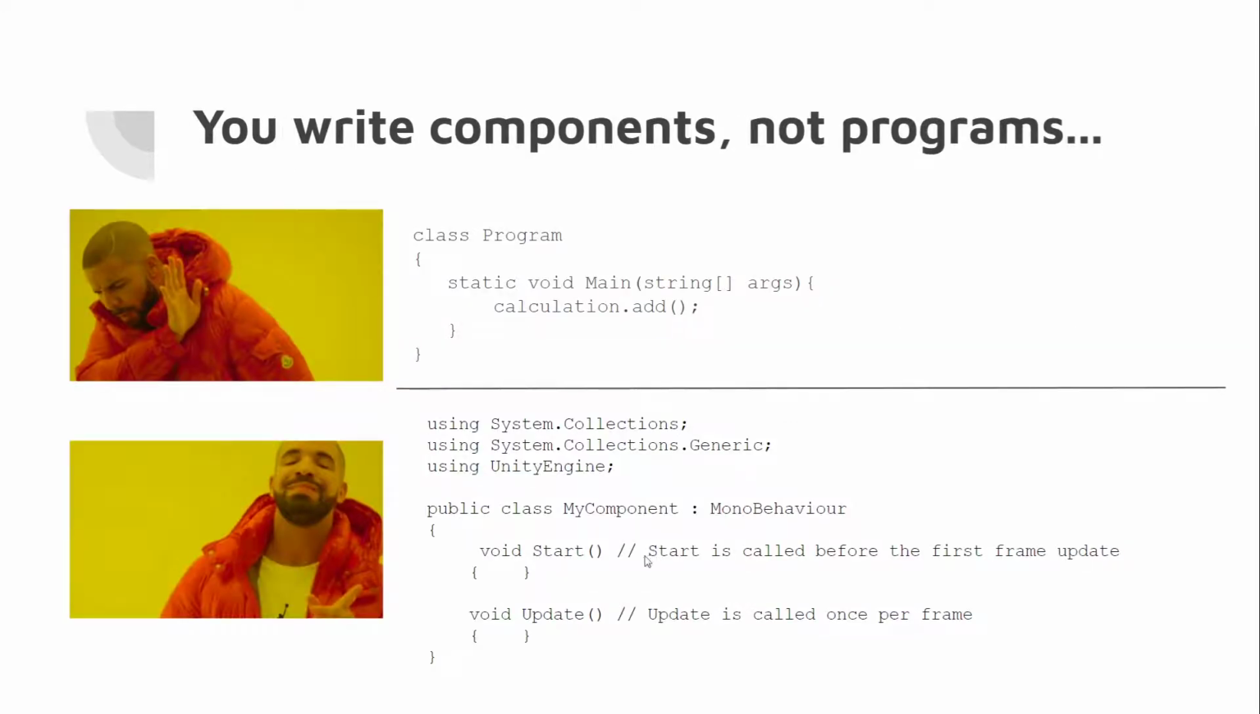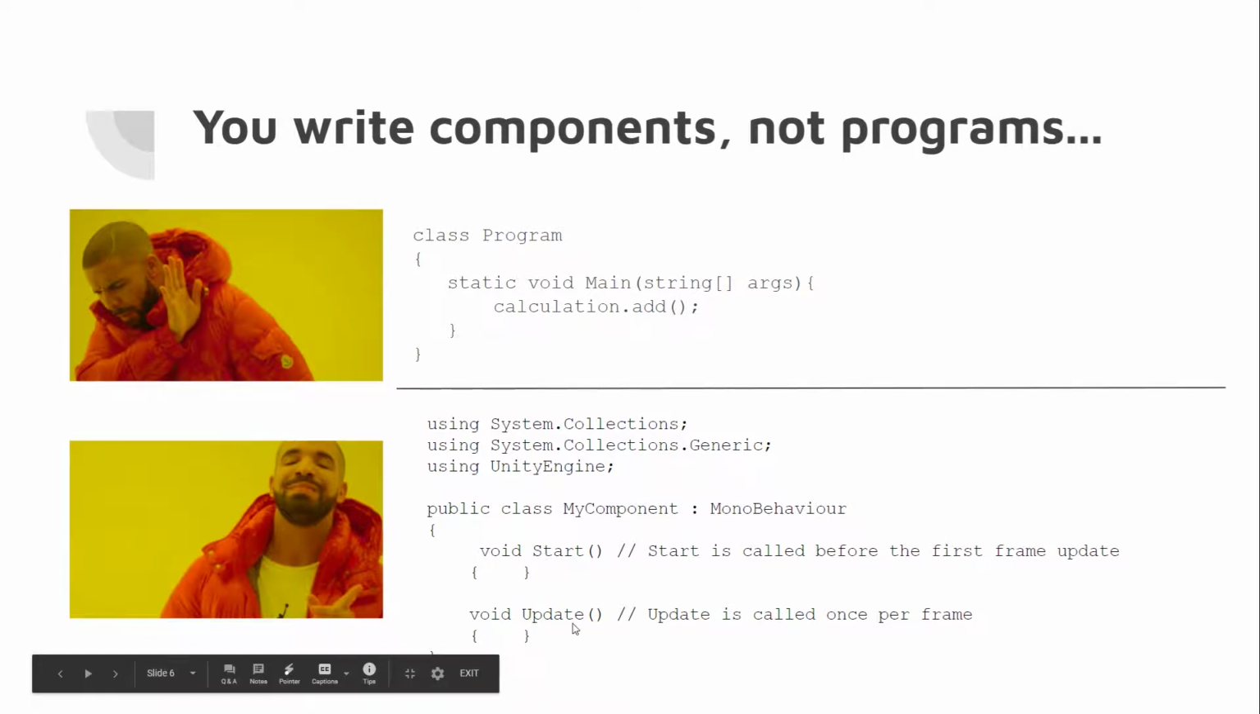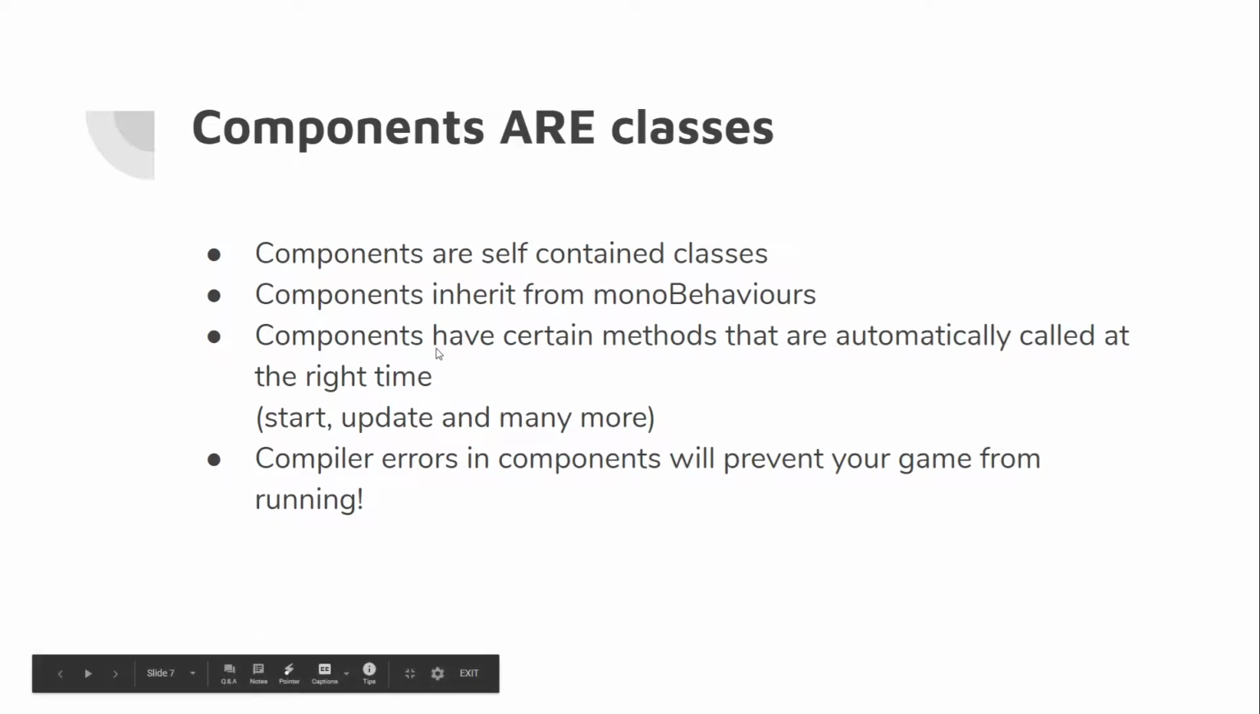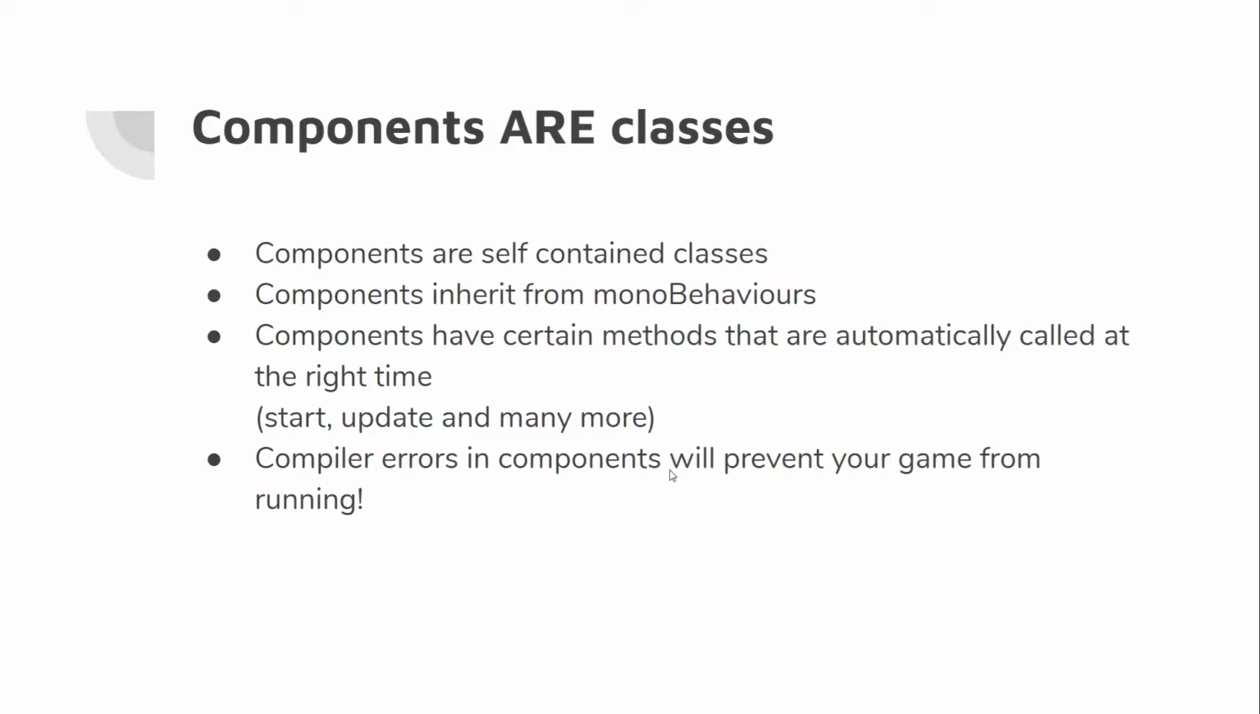Okay, so you'll notice in your components, by default, it's going to put a Start and an Update method in there for your class. Now, another thing to keep in mind: compiler errors in components will prevent your game from running. Even though you're going to be potentially popping back and forth between Visual Studio and Unity, if you have compiler errors in components, be careful.